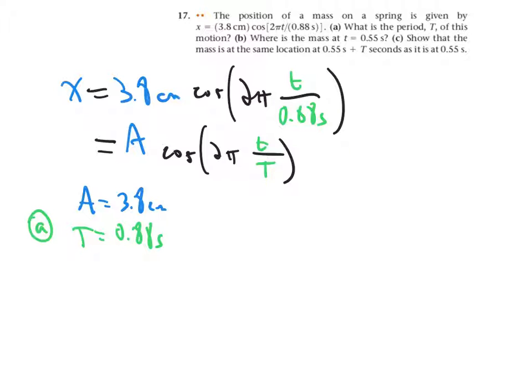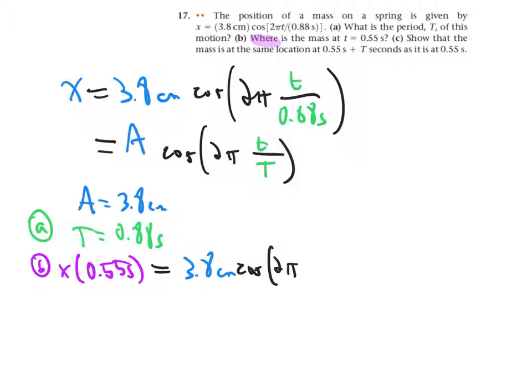For part B, we want to know where it is. We want to know where, which means we're looking for a value of x. So part B says, what is x at 0.55 seconds? And we can just throw into the equation they gave us, which was an equation for x at any time. So it's going to be 3.8 centimeters times the cosine of 2 pi times 0.55 seconds over 0.88 seconds.